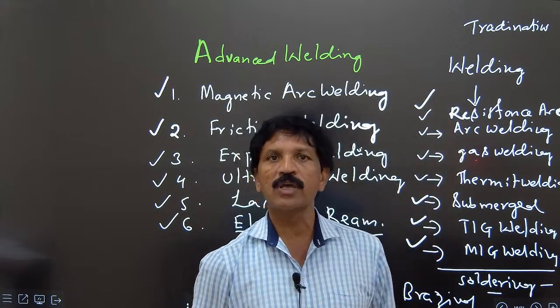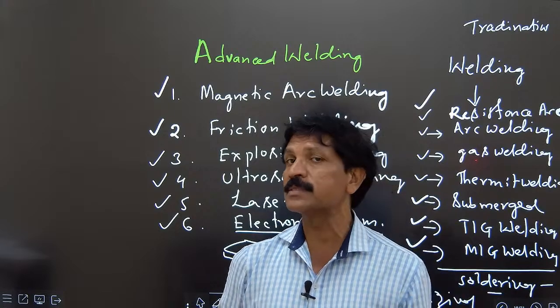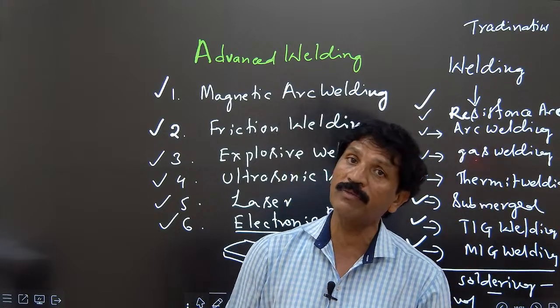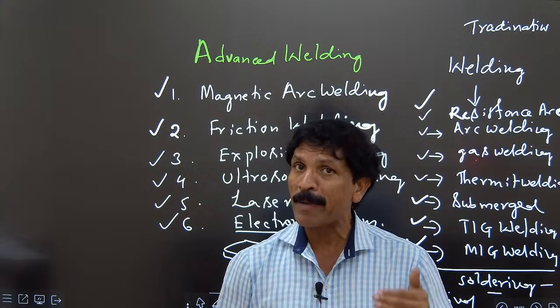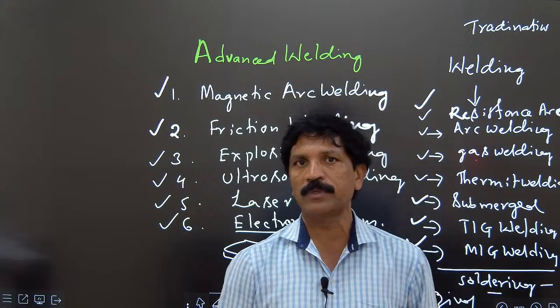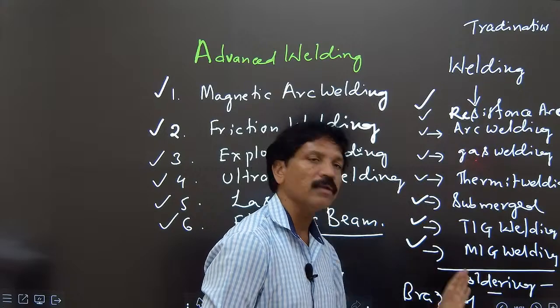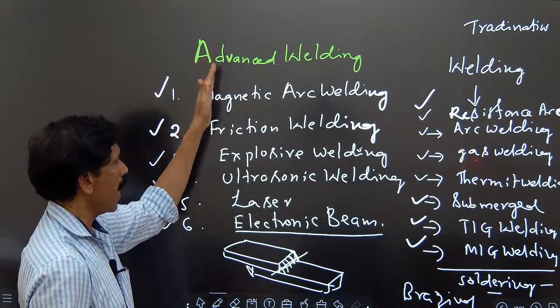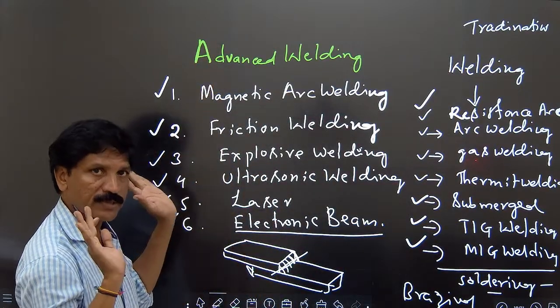Similarly, sheets, vessels, and pipes with less than 5 mm thickness are welded by means of resistance welding. So this is about the traditional welding methods, and this is about the advanced welding methods, right.